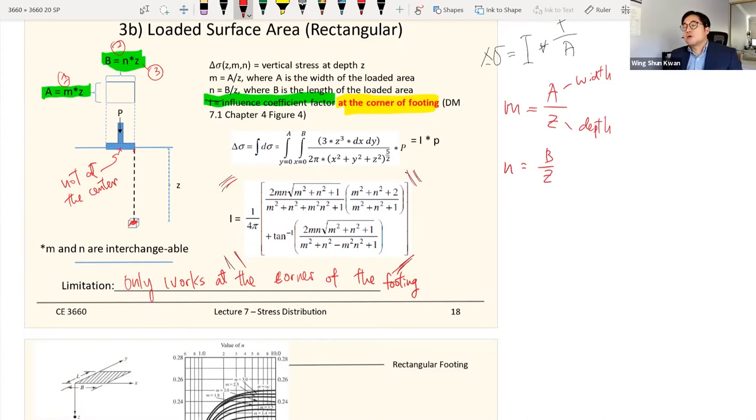So this could be troublesome, because the most interesting location of concern, the highest distributed stress, is always at the center. But this method only allows you to find the stress at the corner. So we will talk about how to get around this. But keep that in mind. We are only able to find the stress at this corner.